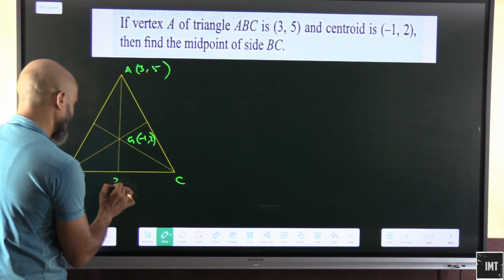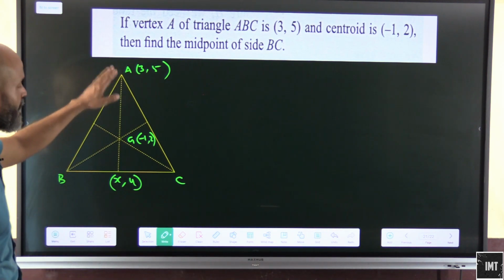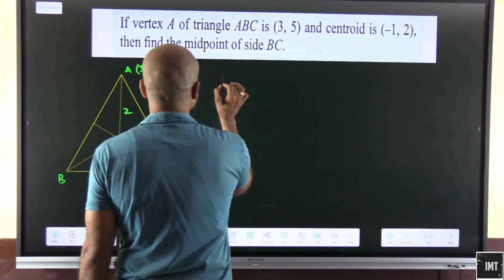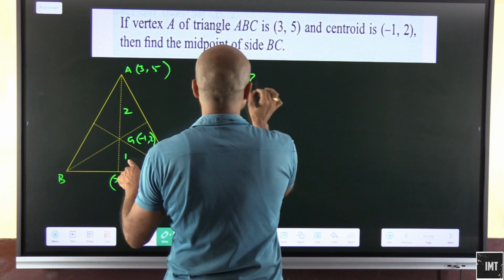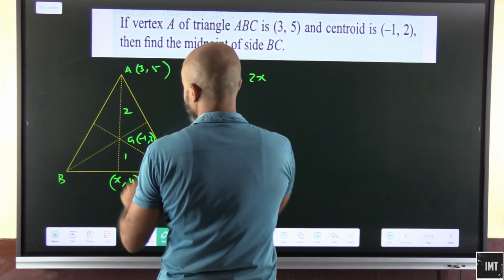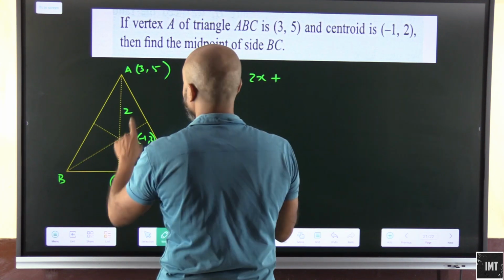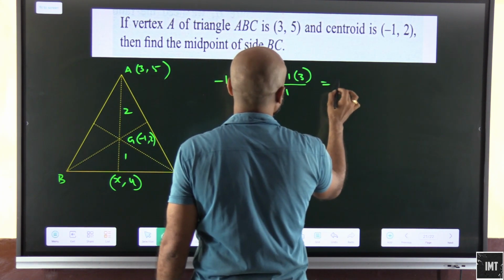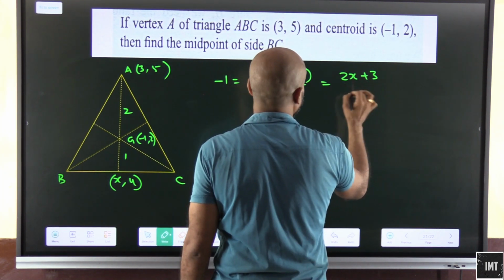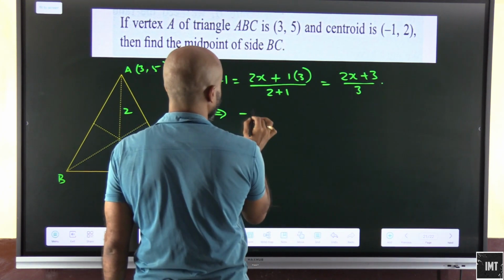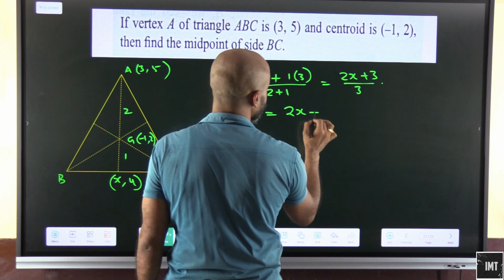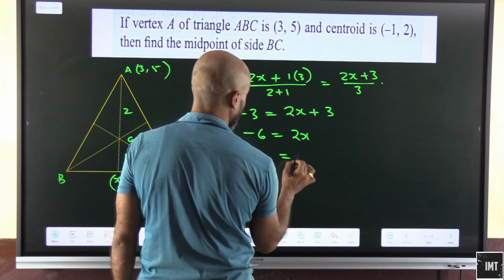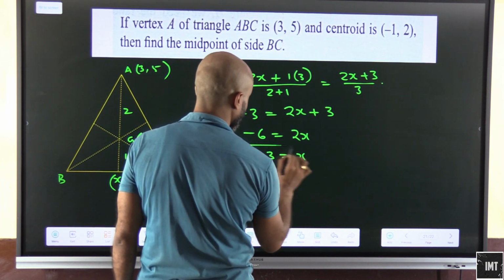Okay, so let's say the midpoint is x and y. We know that the centroid divides the median in the ratio of 2:1. So we can say that -1 is equal to (2 into x plus 1 into 3) upon (2 plus 1), that is, (2x plus 3) upon 3. So we can frame the first equation as -3 is equal to 2x plus 3. So 2x is equal to -6, so x will be equal to -3.